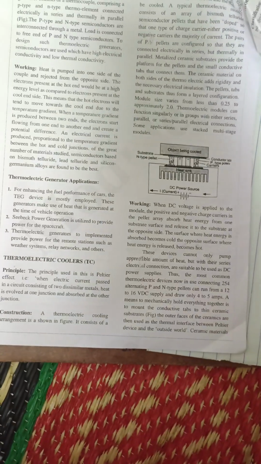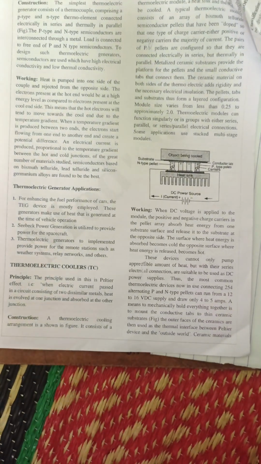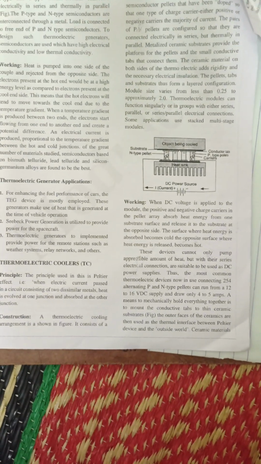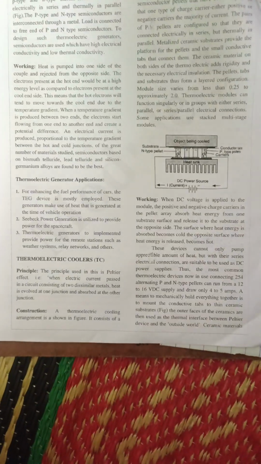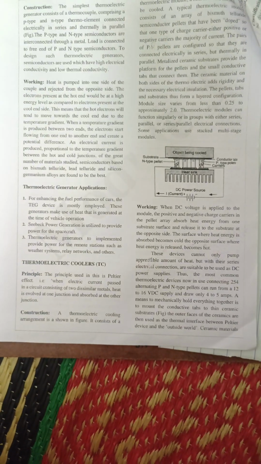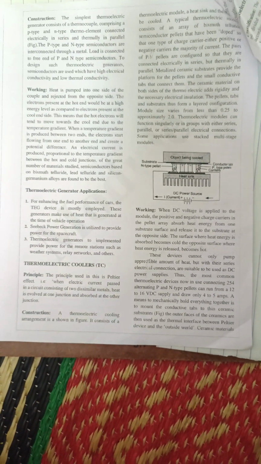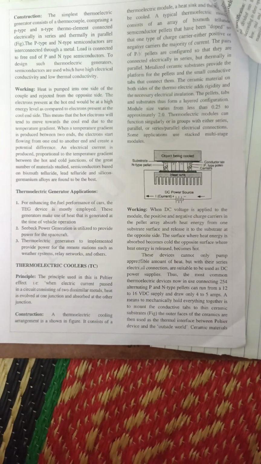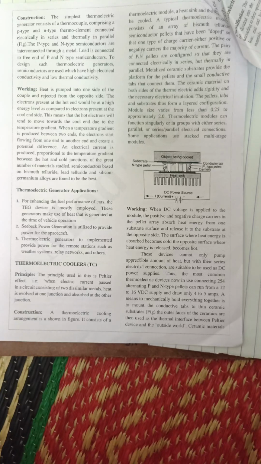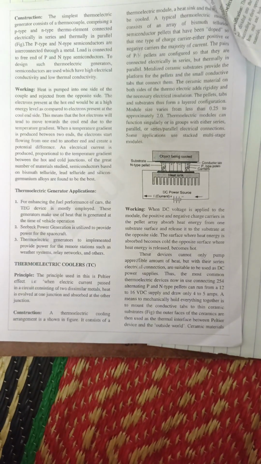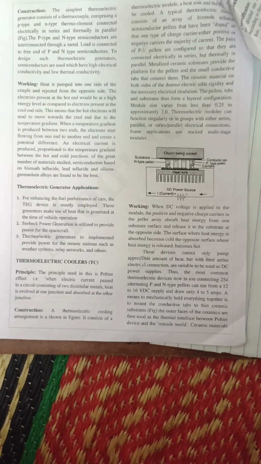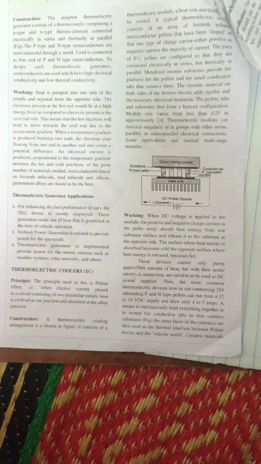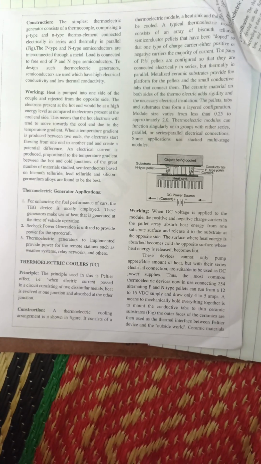Working: this is the working when the DC voltage is applied. This device can pump a substantial amount of heat, and series electrical connections are used. For a DC thermoelectric device, 254 alternating P-type and N-type pellets can run from a 12 to 16 volt DC supply and draw only 4 to 5 amps. A mechanical clamp holds everything together, with the conductivity tab and ceramic substrates.